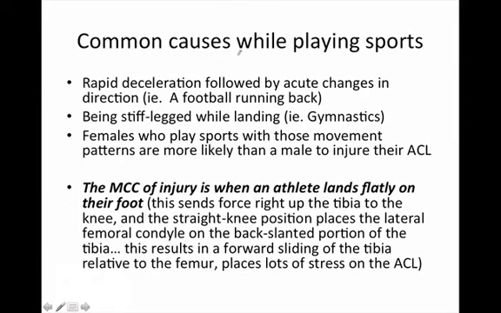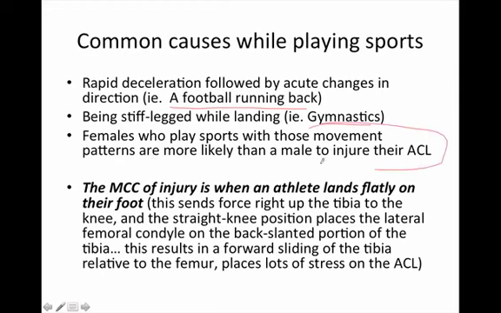So common causes for ACL tearing while playing sports. Okay, rapid deceleration followed by an acute change in direction. So think about a football running back. Being stiff-legged while landing. Think about a gymnast. Females who play sports with those movement patterns are more likely than males to injure their ACL.